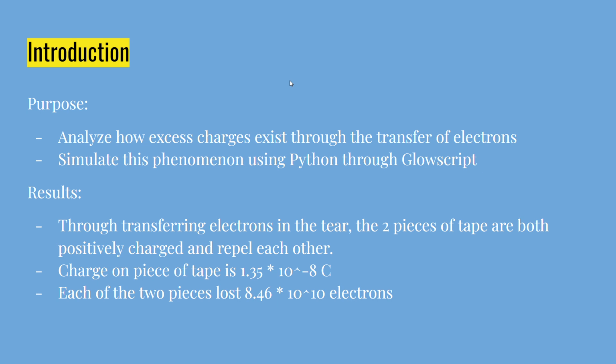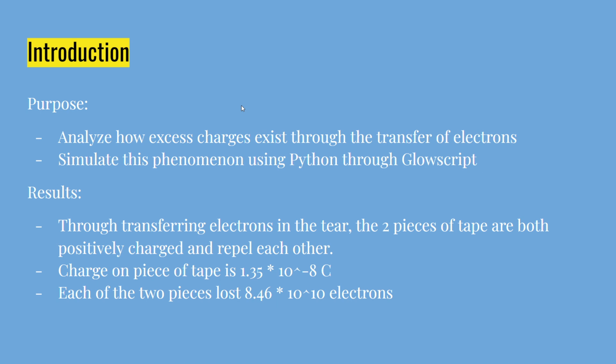Right. So, introduction. The purpose of this lab is to see how excess charges exist and transfer through bodies. It's the transfer of electrons. This will decide how charged the particle is. We see in this lab that protons do not move, electrons do, and when those electrons move, it leaves net charges on both of the bodies in the interaction.